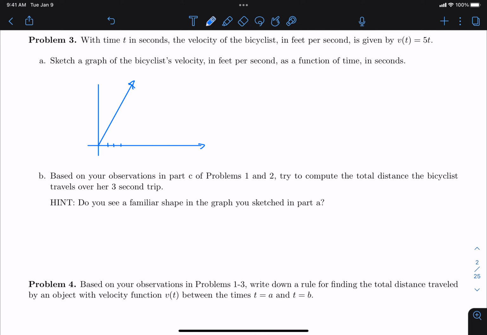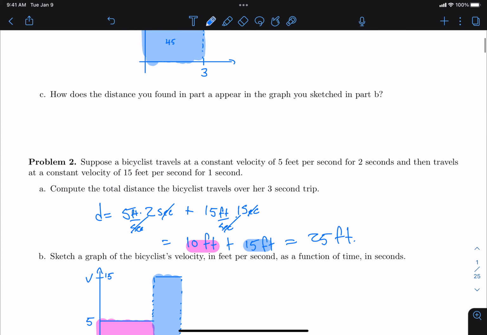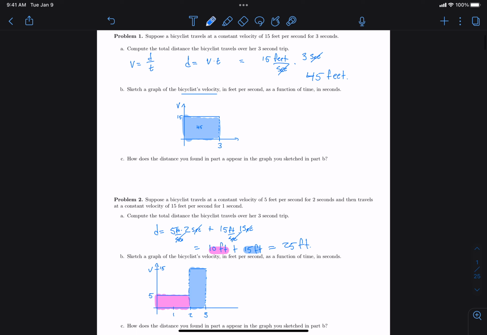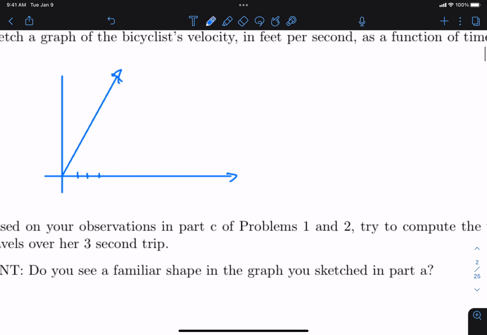Well, I can't just multiply my velocity times the time. Yeah, what can I do? Some kind of division? No, no division. But let's take a look back at these ones. How did this distance manifest in the graph? The distance manifests as area under the curve, right? What would that look like for this picture?